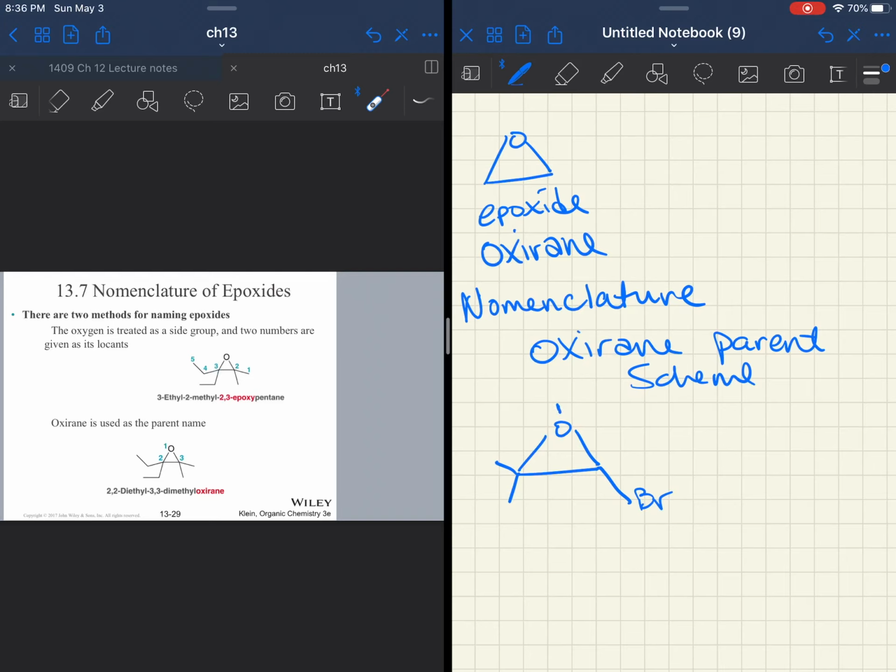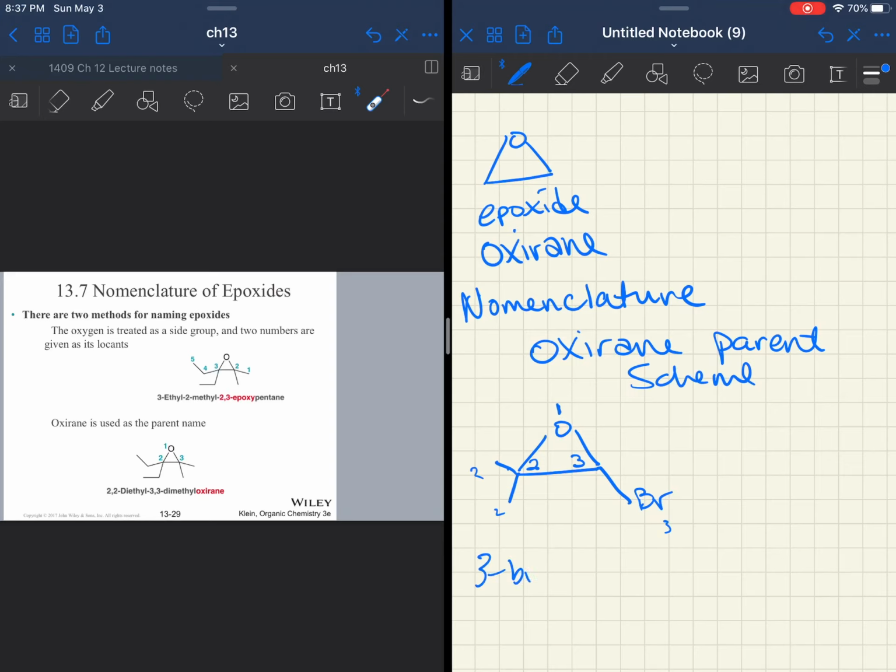If I'm going to use the oxirane parent scheme, then the oxirane is the parent, and it will be numbered always with a 1 on the oxygen, and then 2 and 3, it depends on locant. Since numbering counterclockwise would give me a 2, and a 3 substituent, that's what I'm going to do. 2, 2, 3 is preferable to 2, 3, 3. Then you're going to just arrange alphabetically.